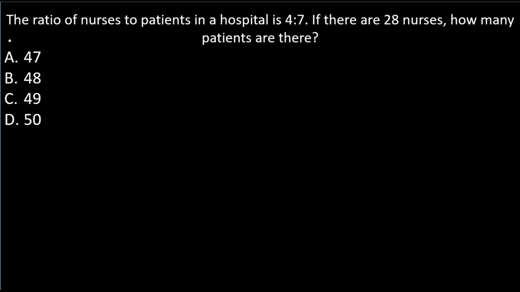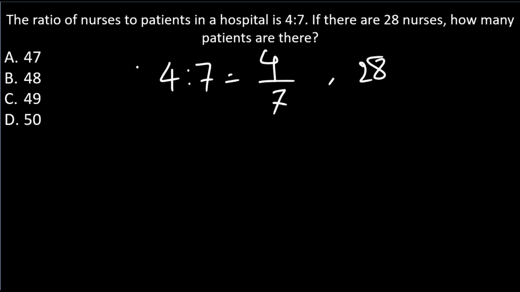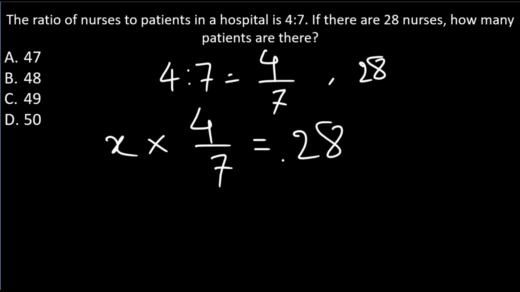Now let's come to another problem. The ratio of nurses to patients in a hospital is 4:7, which we can write as 4 over 7. If there are 28 nurses, how many patients are there? Let the number of patients be X. So X multiplied by the ratio equals 28 nurses, and we will find the value of X.